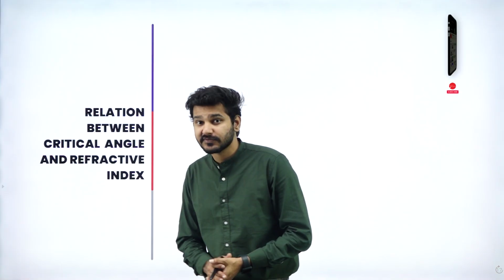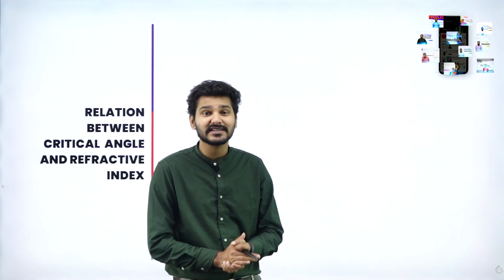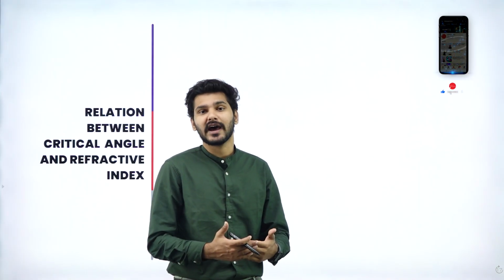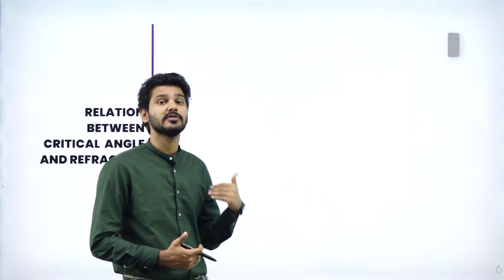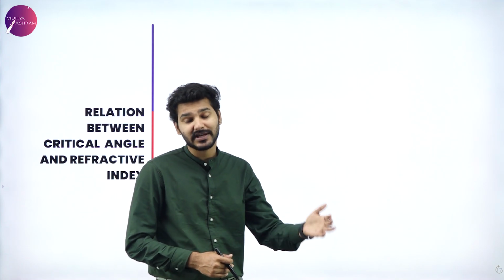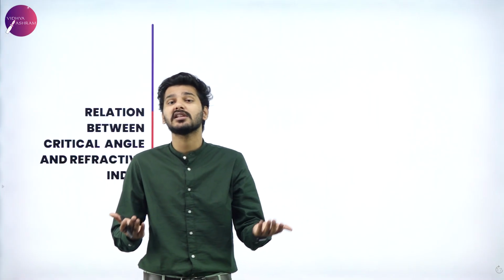In the previous classes, we were discussing how the incident ray can undergo a certain phenomenon known as total internal reflection. That is, when a ray of light enters from a denser medium to a rarer medium, instead of entering into the rarer medium, it is reflected back into the same medium itself, and that is known as total internal reflection.